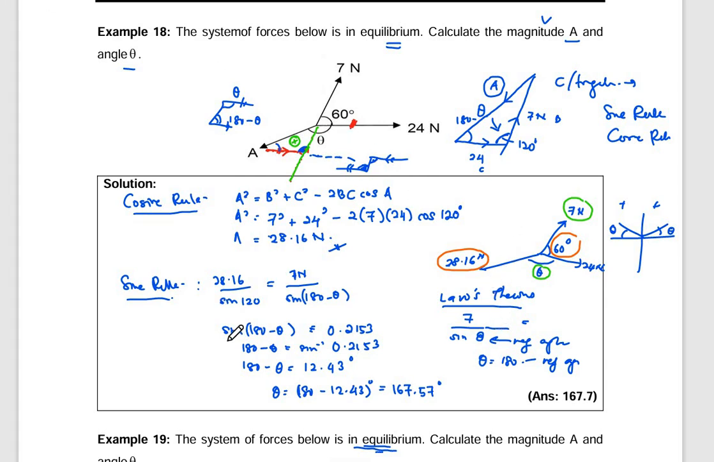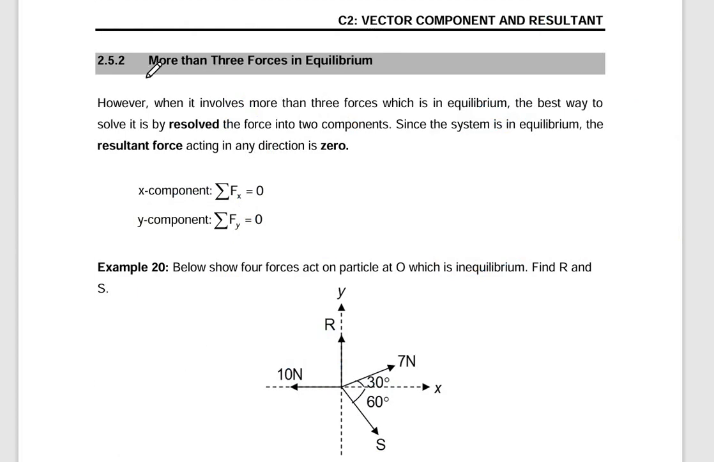Okay. Next we move to 2.5.2, which is more than 3/4 in equilibrium. Okay, kalau more than 3/4 in equilibrium, kita dah tak boleh form dia dalam triangle lah. Triangle tu hanya untuk yang 3/4 sahaja. So more than 3/4 kita dah tak boleh guna triangle untuk equilibriumnya.